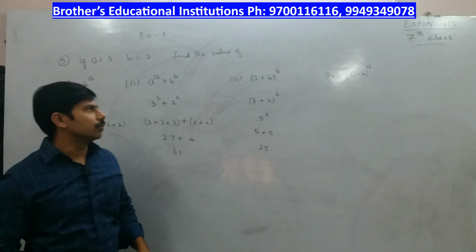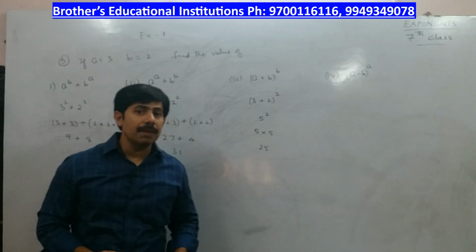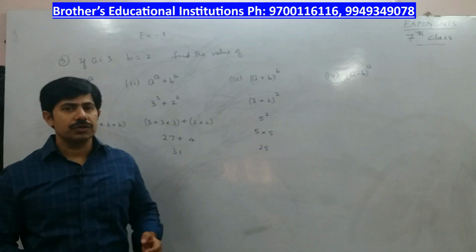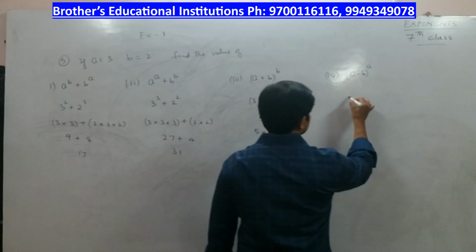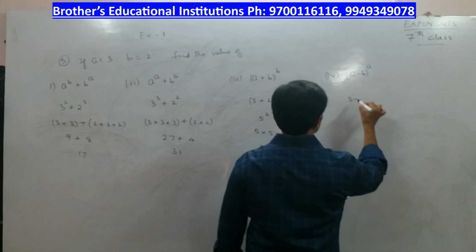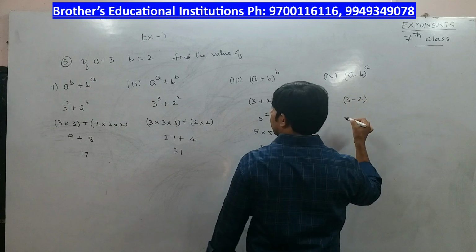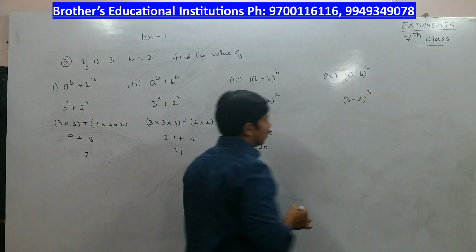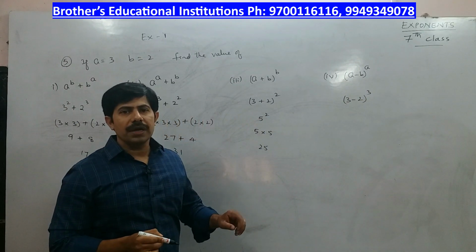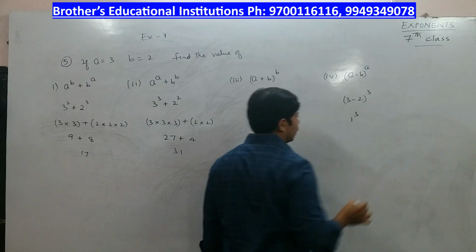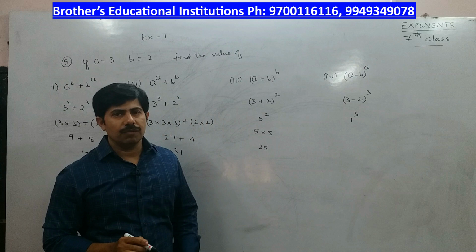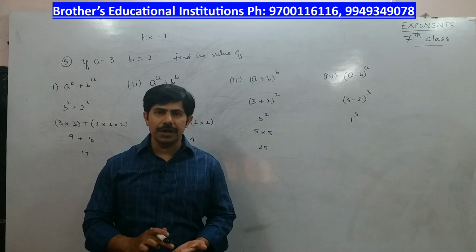I will go to the fourth one. So fourth one is a minus b whole power a. So we substitute a and b now. So a value is 3, b value is 2, whole power a is nothing but 3, right? Now 3 minus 2 whole power 3 we have. 3 minus 2 is 1 power 3. See what is 1 power 3? 1 power 3 means 1 into 1 into 1.